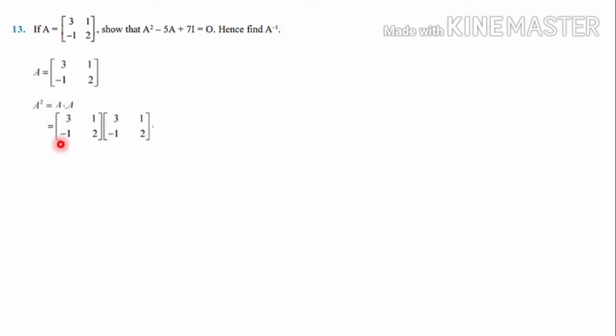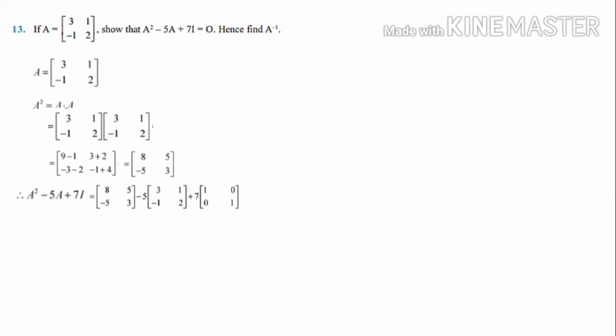Write A 2 times. We have written A 2 times. Then go for matrix multiplication. Then finally A square we will get as 8 5 minus 5 3. Next, A square minus 5A plus 7I we have to calculate, that is the left hand side of the given matrix equation.